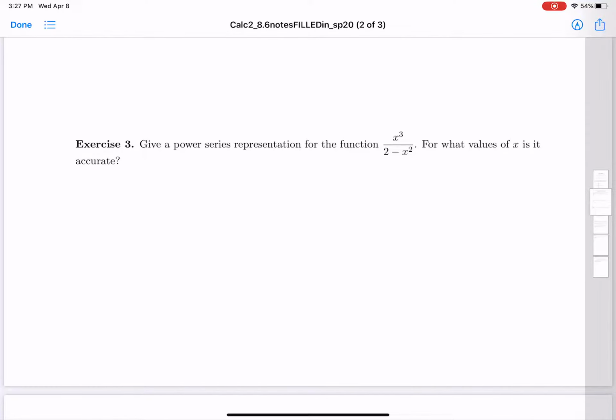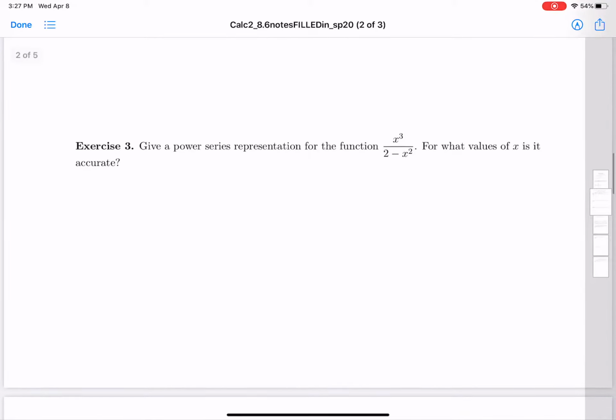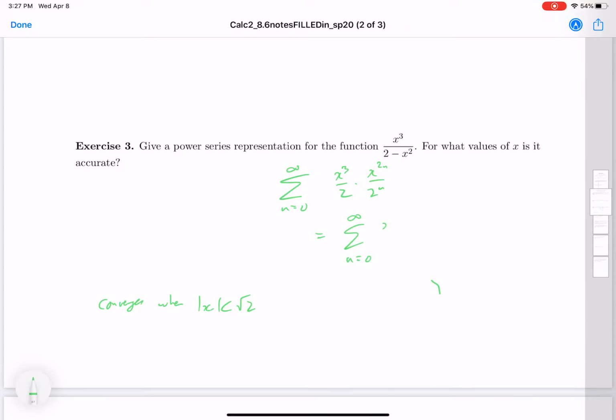That's unfortunate. I had that it converges when absolute value of x is less than square root of 2. I solved that before. I had the sum to infinity at n equals 0 of x cubed over 2 times an x to the 2n over 2 to the n. So I'm basically just adding exponents at this point. This is going to be an x to the 2n plus 3 on top over 2 to the n plus 1 on the bottom.